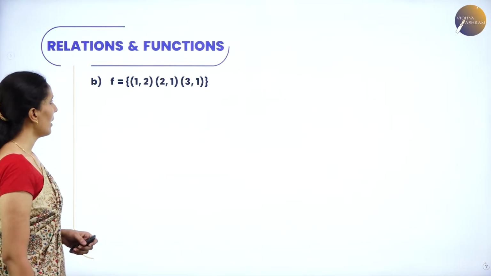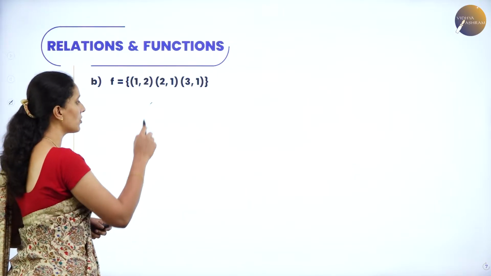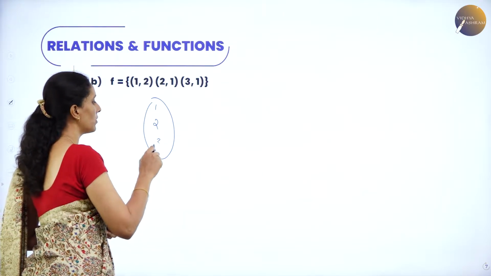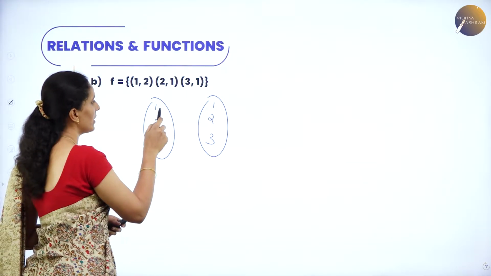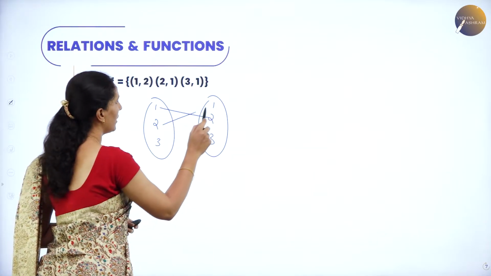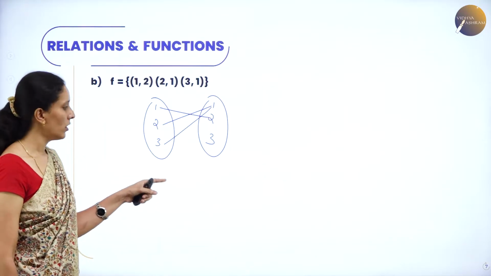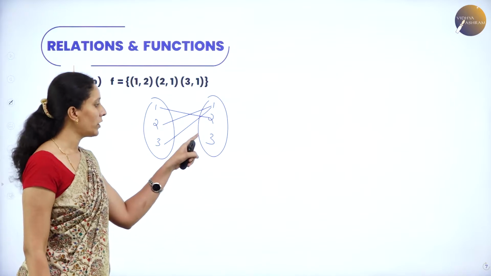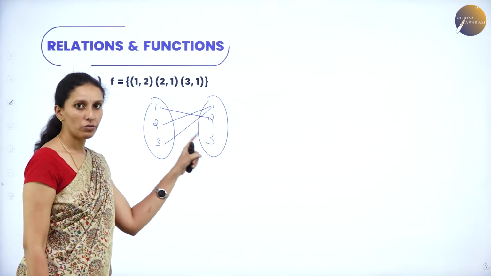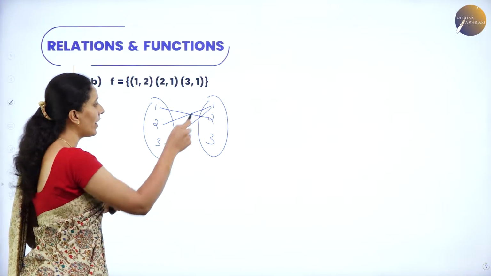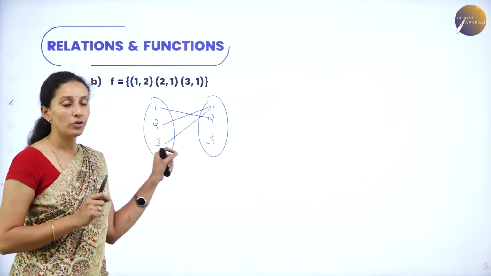Next one, F is equal to {(1, 2), (2, 1), (3, 1)}. So we are defining a function from set S, 1, 2, 3, to S, 1, 2, 3. According to this, 1 is related to 2, 2 is related to 1, 3 is related to 1. This is not a 1-1 function, and not onto also, because we don't find any element which is related to 3. Also here 2 and 3 have the same images. To say it is 1-1, they should have different images.